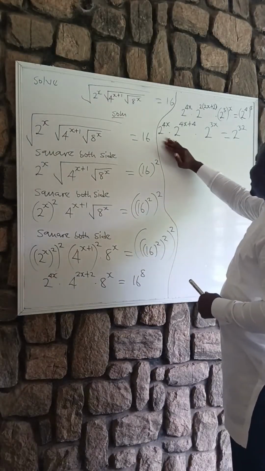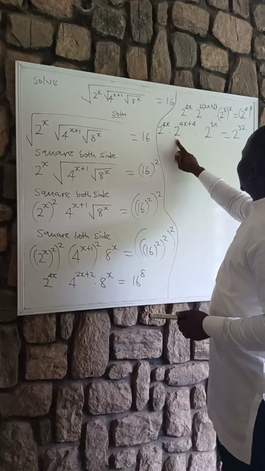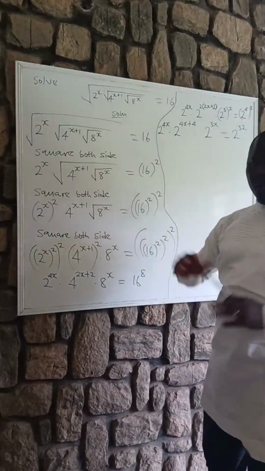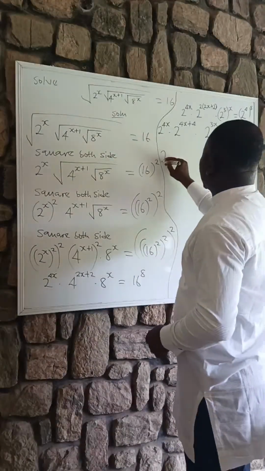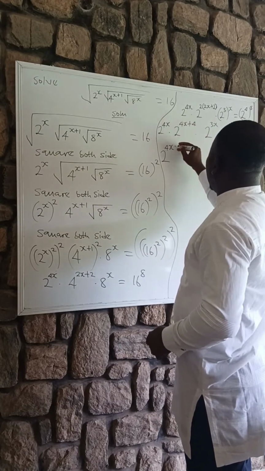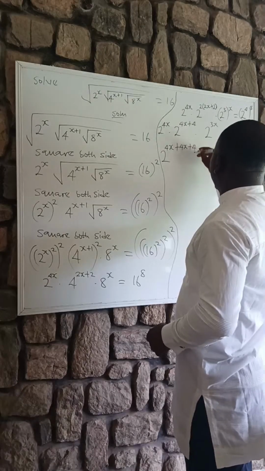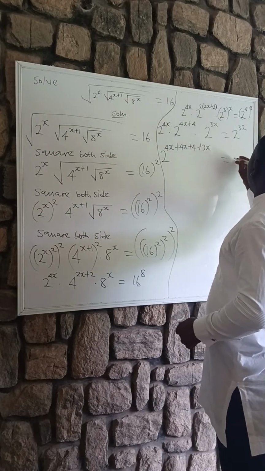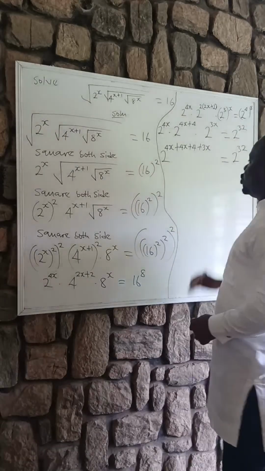Okay, so as I was saying, the bases are the same, 2 of us. We have 2 here, we also have 2 here, we also have 2 here. So what we need to do is pick one of the 2, then add the powers. So we now write 2 raised to the powers of 4x plus 4x plus 4 plus 3x. Then equals 2 raised to the powers of 32.